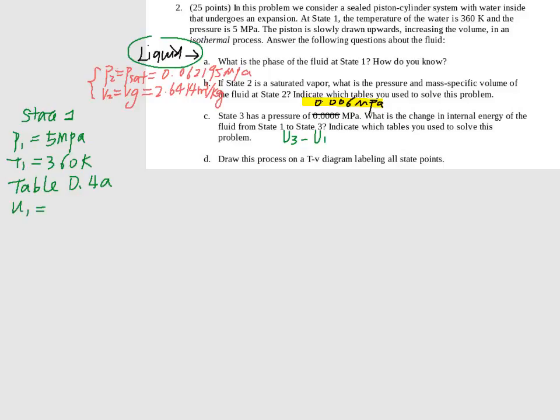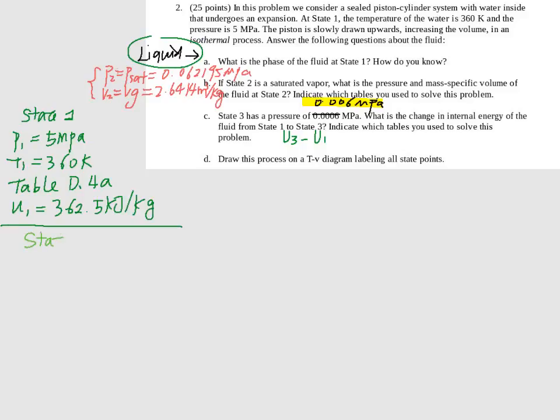If you look at T equal to 360 K, the internal energy at that temperature is 362.5 kilojoule per kilogram. Okay.